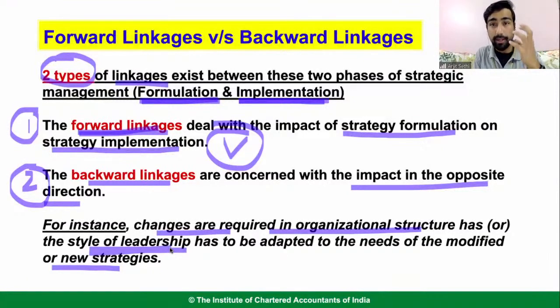When we are formulating a strategy, जब हम एक strategy बना रहे हैं, so we'll think more of implement कैसे करें, right? जब आप formulate करेंगे, आप थोड़ा बहुत सोचेंगे कि अच्छा इसको ऐसे implement कर लेंगे. This is how this is easy to implement. That is why we are formulating this strategy. Sometimes what will happen is while you're implementing, you find out कि boss ये तो हो ही नहीं सकता. Then there is a backward linkage.